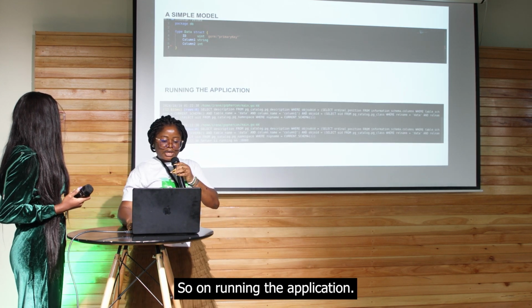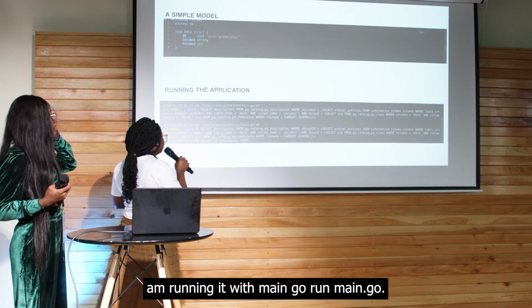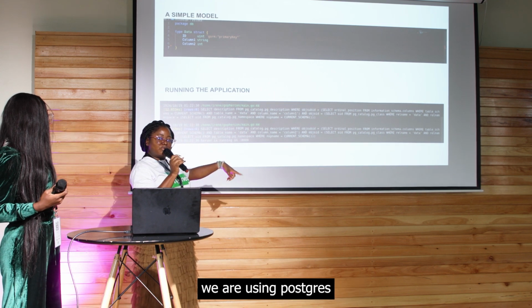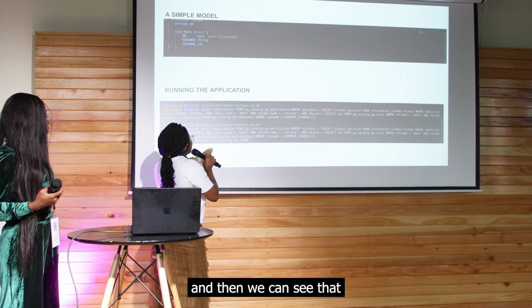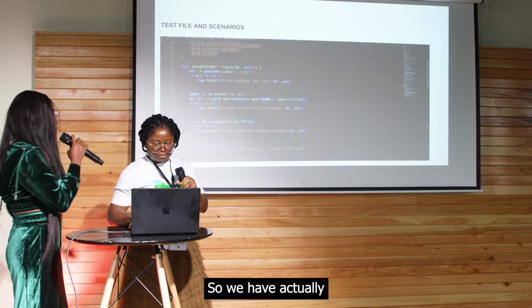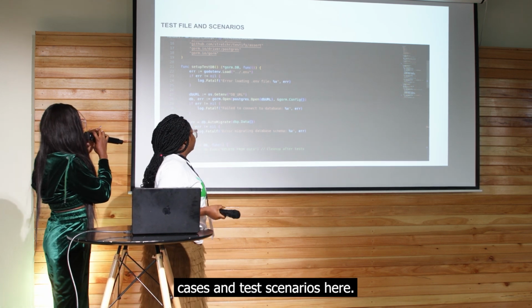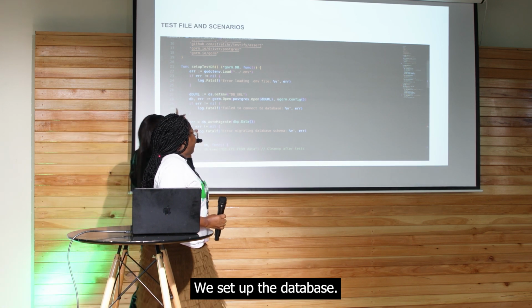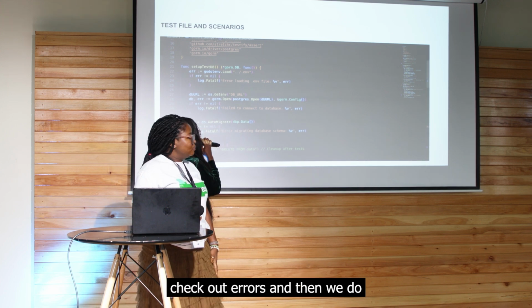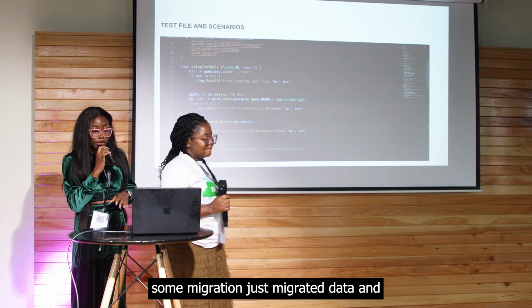On running the application, we are using GORM. Running it with go run main.go migrates the data into the DB. We are using Postgres, and we can see that the server is running on port 8080. We have done a couple of test cases and test scenarios here. We've set up the database. This is the point where we connect to the database and check for errors, and then we do auto migration to migrate the data.